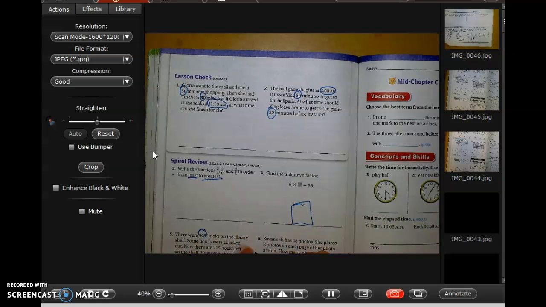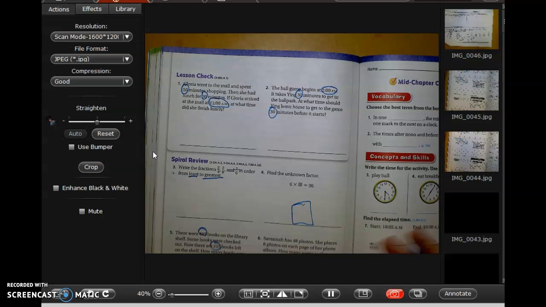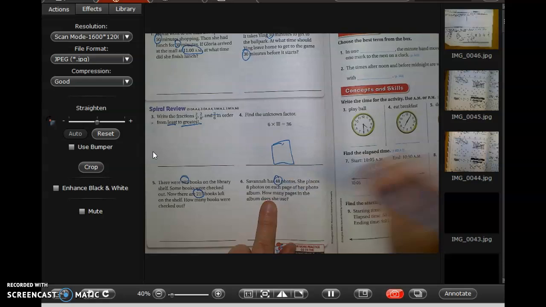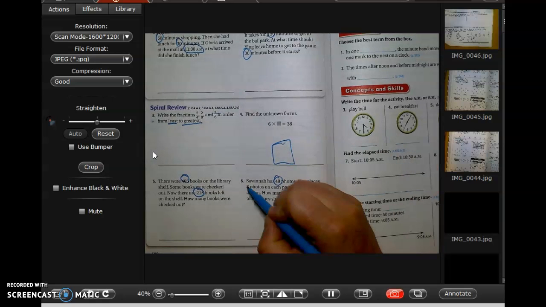There were 405 books on the library shelf. Some books were checked out. Now there are 215 books left on the shelf. How many books were checked out? You're going to need to subtract how many are left to know how many are checked out. Please make sure you have a label. Savannah has 48 photos. She places 8 photos on each page of her photo album. How many pages in the album does she have? Going to need to do a little bit of division work to find that answer there.